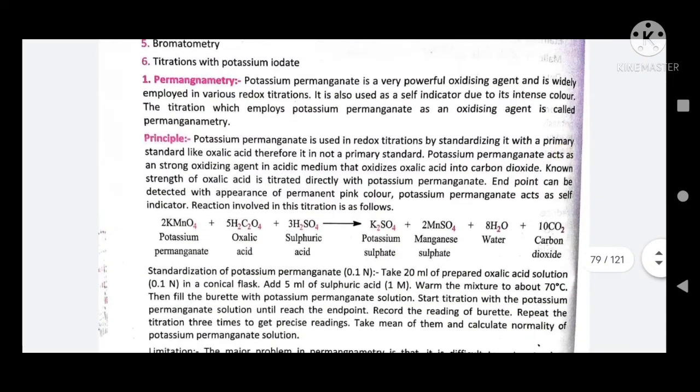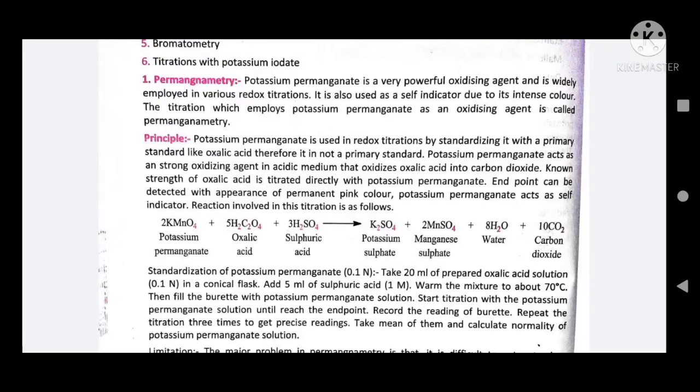Let's next discuss the principle. The principle is very simple. When potassium permanganate is used in redox titration, it is standardized with a primary standard like oxalic acid. Basically, what we are doing is standardizing this potassium permanganate with a primary standard solution like oxalic acid. Here see, KMnO4 is not a primary standard, while oxalic acid, H2C2O4, is a primary standard solution. Here potassium permanganate acts as a strong oxidizing agent in acidic media, which oxidizes oxalic acid into carbon dioxide.